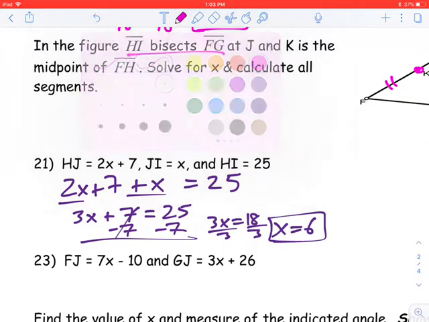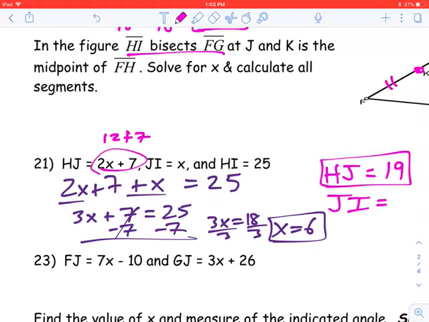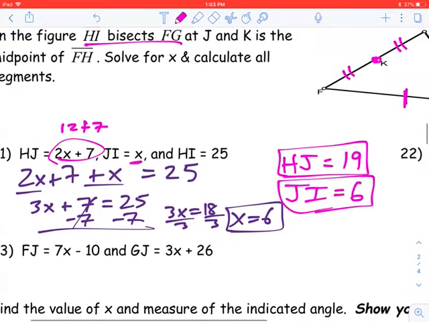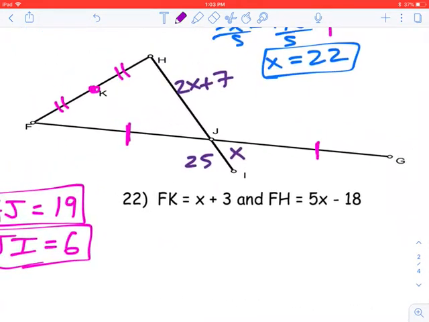So now, since x equals 6, it says calculate all the segments. So I already know what hi is, so now I need hj and ji. So hj, just plug in 6 to there, so 2 times 6 is 12 plus 7, which is 19. And then plug in 6 to here, it's just 6. And so we've got our answer. Okay, so look at the second one, number 22 for that problem.